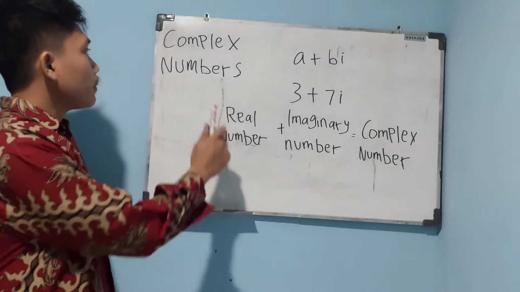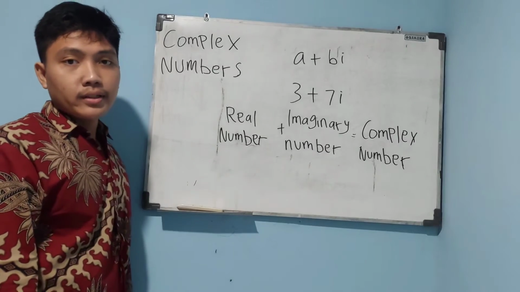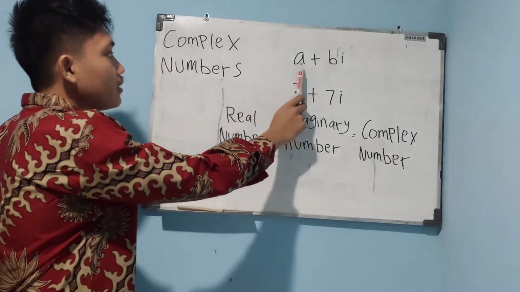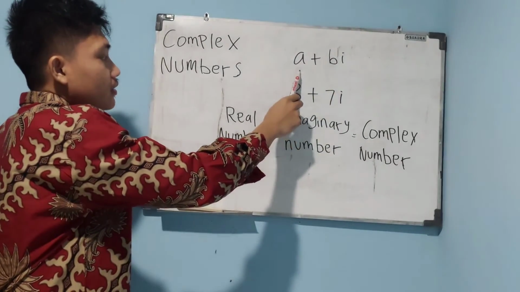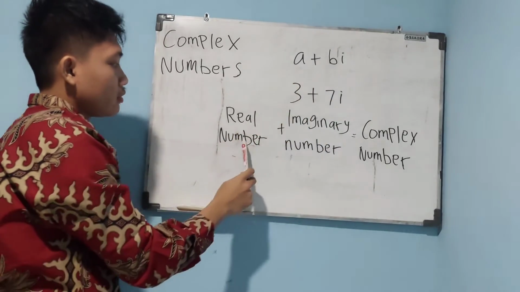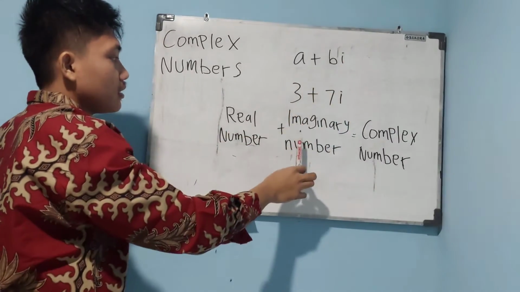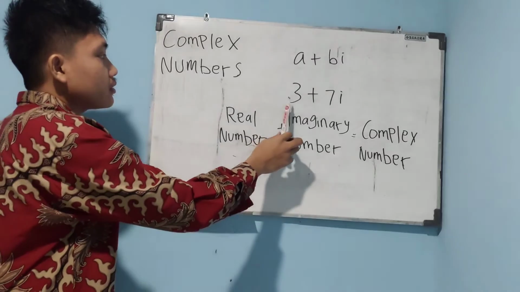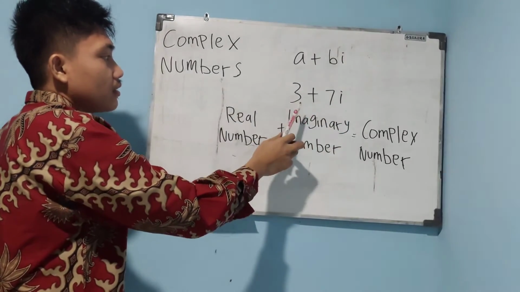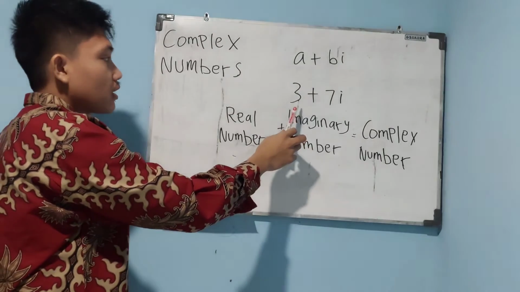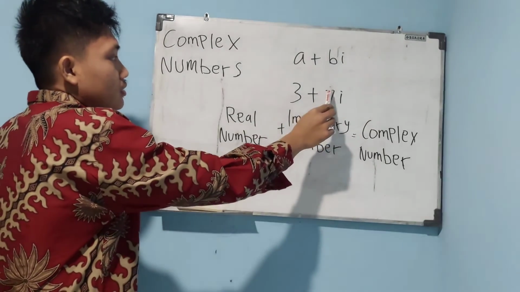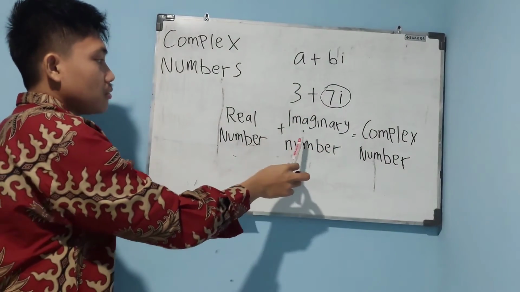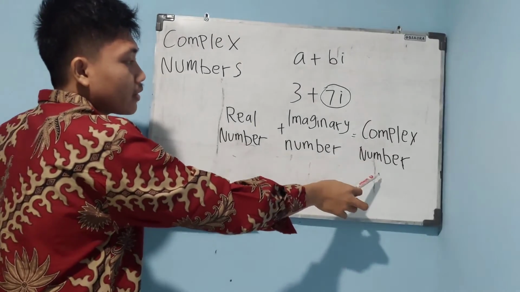And the last is complex numbers. In a complex number, as you can see, there is the formula a plus bi. A is a real number, b is a real number, and i is the imaginary unit. So, for example, 3 plus 7i. 3 as a natural number becomes a real number, and 7i becomes an imaginary number. So, real number plus imaginary number gives a complex number.